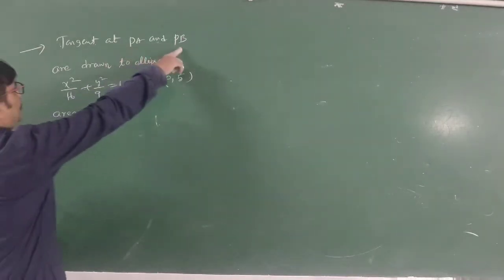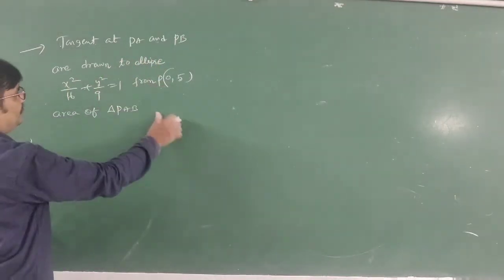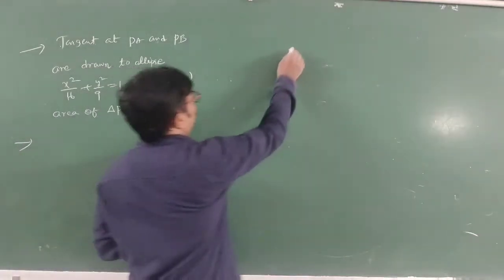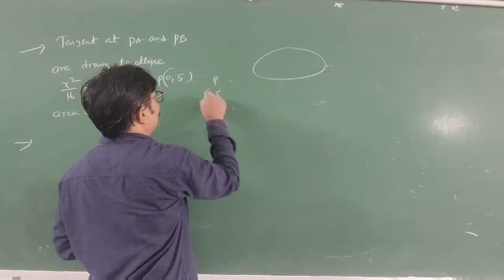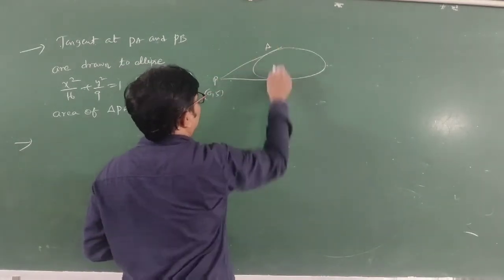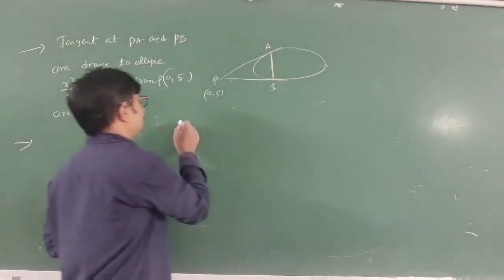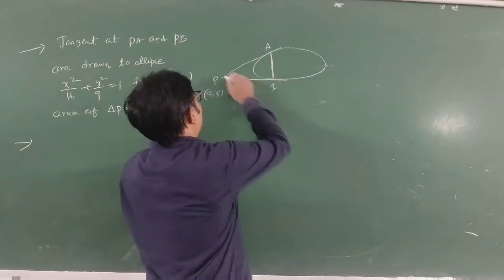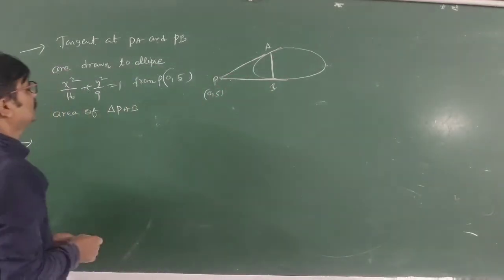Okay students, right now the tangents. What is the question, students? The tangents PA and PB are drawn to the ellipse from the point (0, 5), then find the area of the triangle PAB. My dear students, so when we take P as (0, 5), these tangents meet the ellipse at A and B. Therefore, how to find the equation of AB? First we will find it, my dear students. There are 2 possible ways.